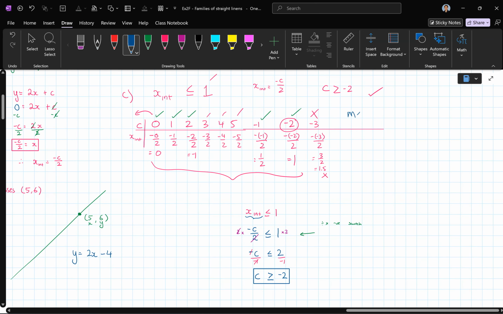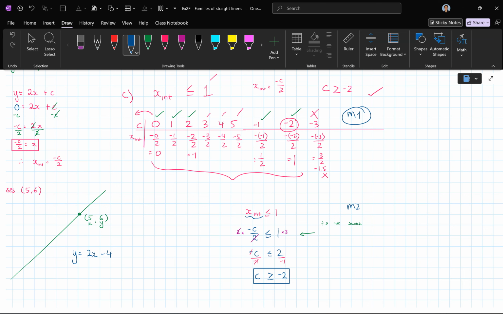So this was method 1, that was trial and error, as long as you understood what the question was asking. Method 2 was more direct. Okay? So that's what c is. So as long as you chose any number that was bigger than negative 2, you will guarantee that the x-intercept is less than or equal to 1.